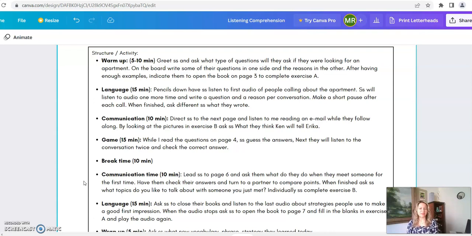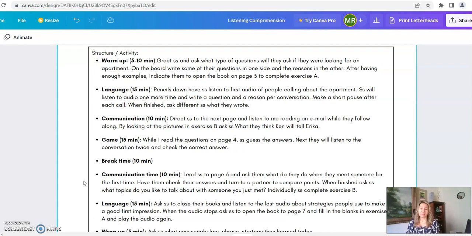Next, we're going to play a little game, which is going to take 15 minutes. While I read the questions on page 4, students guess the answers. Next, they will listen to the conversation twice and check the correct answer. Each question has 2 options. The first time, they will guess the answer and choose whatever they guess. And the next time, they will just pick the correct answer that they hear.